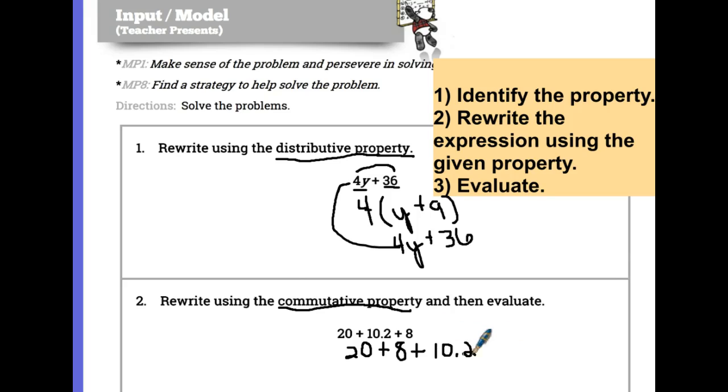So this would equal 38 and 2/10. If I add this, I'm going to add 10 and 2/10 and 8, and that's going to give me 18 and 2/10. And 18 plus 20 is going to give me 38 and 2/10. So I get the same answer when I evaluate both of them. And my numbers switch places. So that's the commutative property.